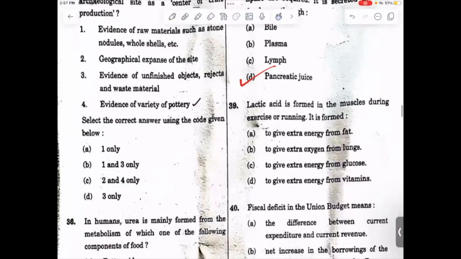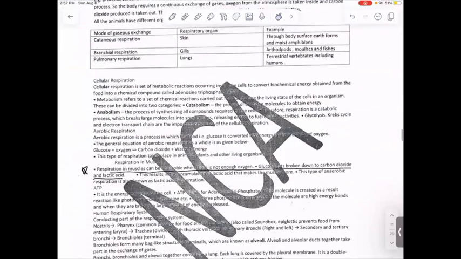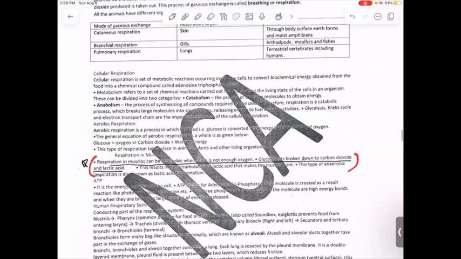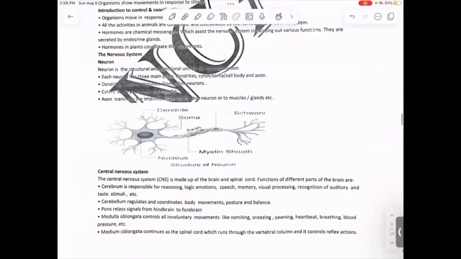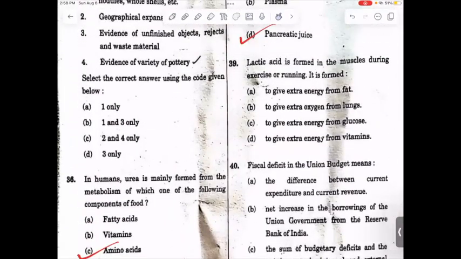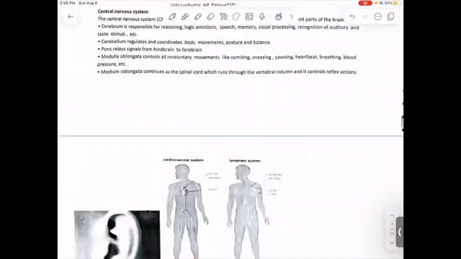Next question, lactic acid is formed during exercise. This we know. Okay, let's look from notes. Here it is given that anaerobic respiration forms lactic acid. So why is lactic acid produced, or why is glucose decomposed? The reason is for formation of energy. So here the correct answer is to give extra energy from glucose. Option C. Next questions.